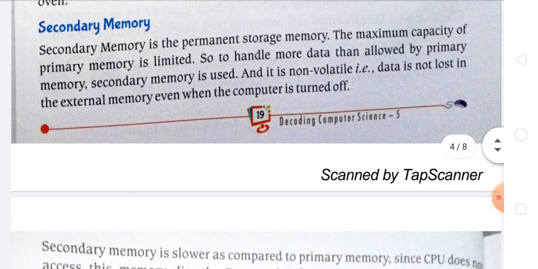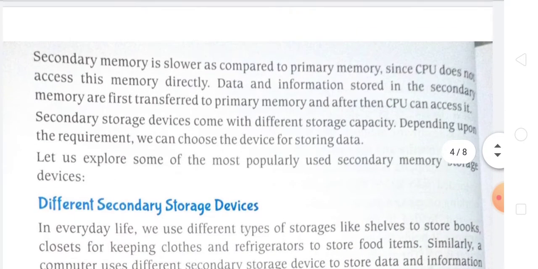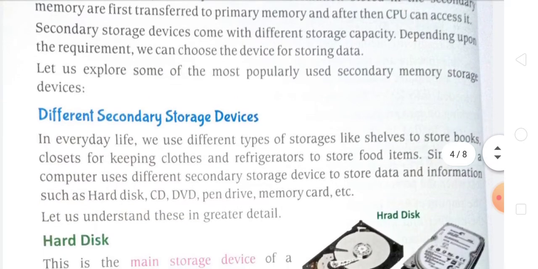Then the secondary memory. Secondary memory is the permanent storage memory. The maximum capacity of primary memory is limited, so to handle more data than allowed by primary memory, secondary memory is used, and it is non-volatile. That is, data is not lost from the secondary memory when the computer is off. Secondary memory is slower as compared to primary memory, since the CPU does not access this memory directly.